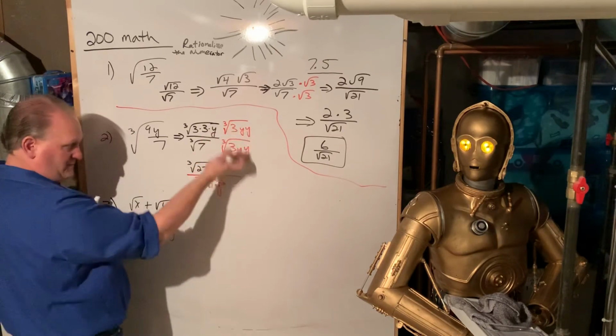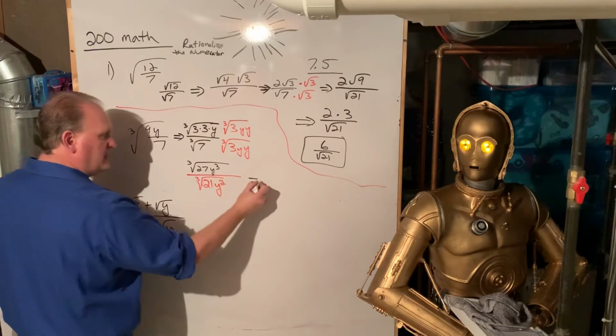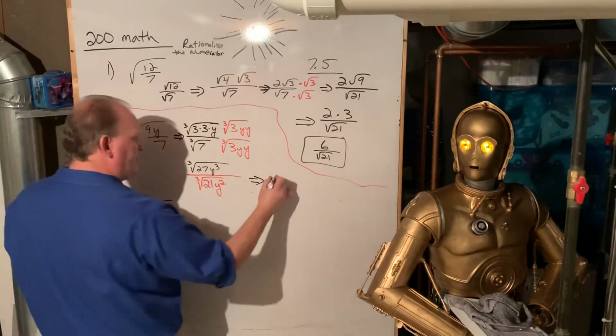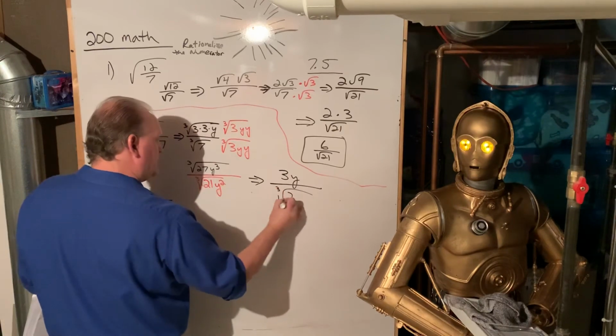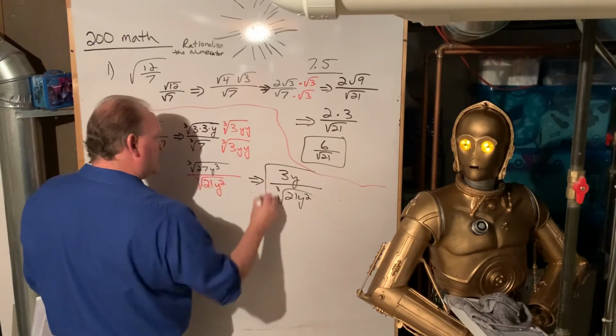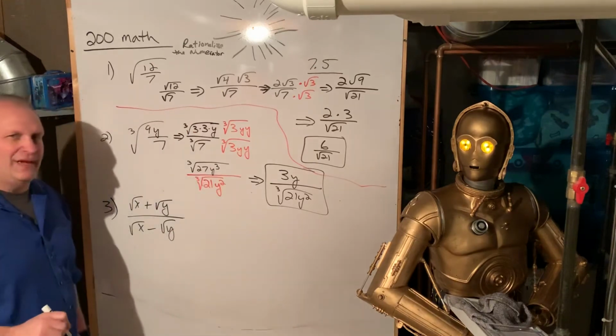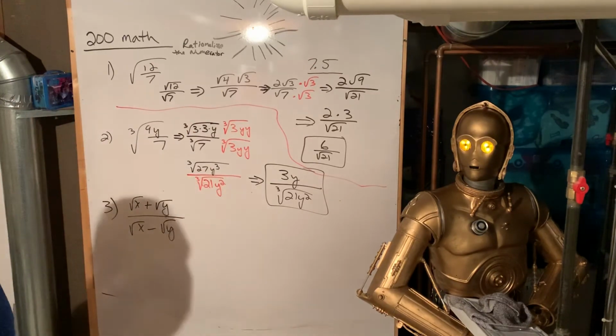We fabricated it to be perfect. All right? And so we've got 3y on the top and the cube root of 21y squared. I don't know if we fabricated it. I think that means when you make something with your hand. We orchestrated it. How about that?